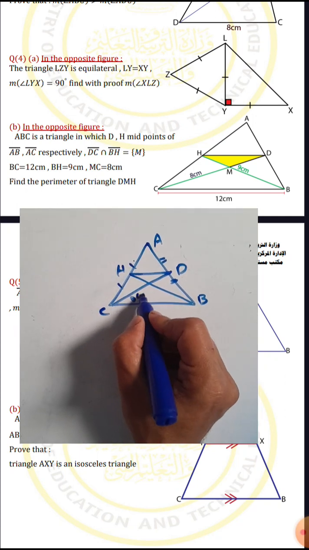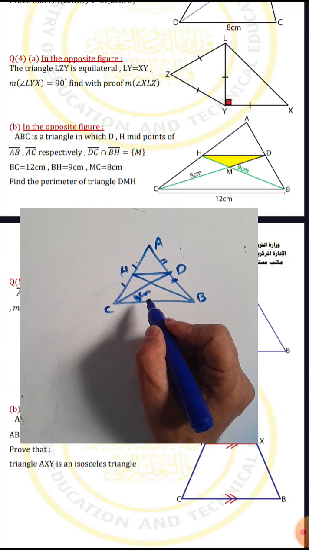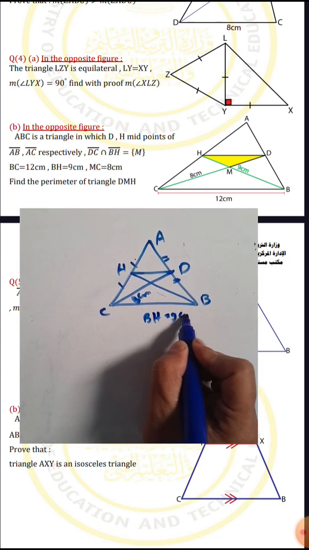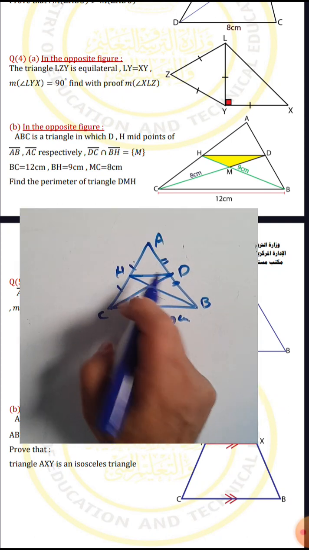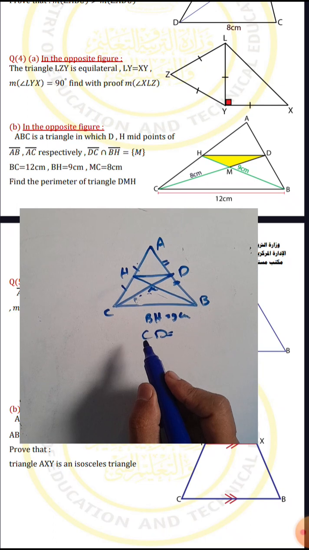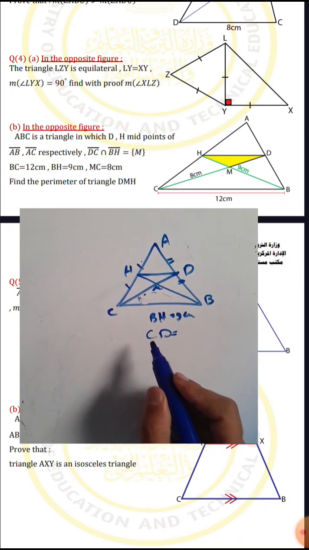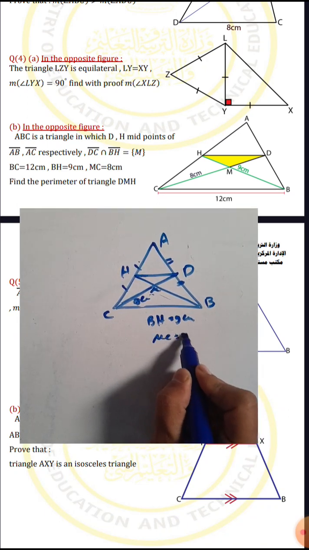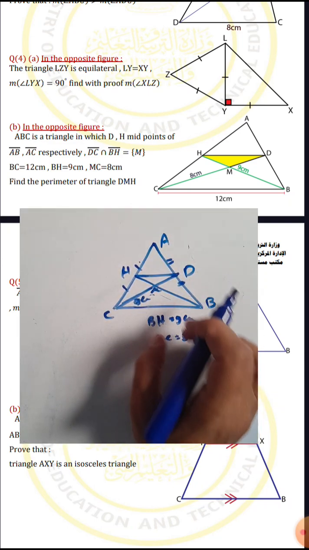Eight centimeters, and this side length is 9 centimeters. BH, from B to H, is 9 centimeters. This side length, centimeters here, and here M, and he gave CD equal to 8, or he gave us MC. Okay, MC is this side length, 8 centimeters. 8 centimeters here, and BH equals 8.